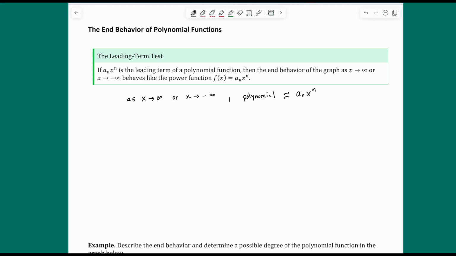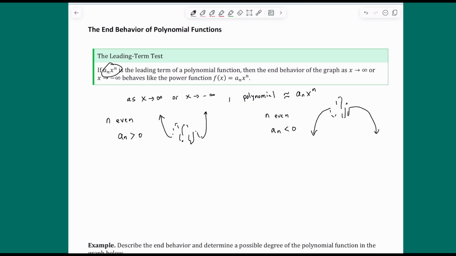Okay, so let's do a quick little table again. So if n is even and the leading coefficient is positive, then what we would see is very similar behavior as the leading term. Right, so the leading term looks like this, and so it would look similar to this in the end behavior. And what it's doing in between, we're not sure, but at least the end parts will look like that. And if n is even, but a sub n is less than 0, then it looks like this. And then in between, we're not sure, but it's maybe zigzagging like that as well.